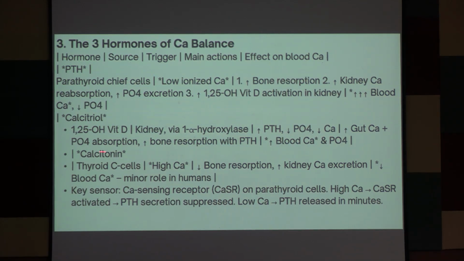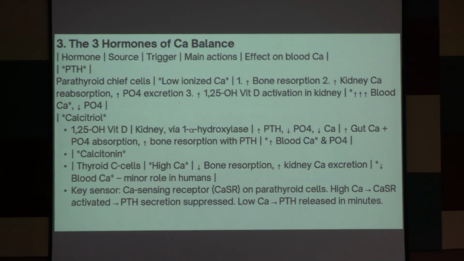Third is calcitonin. Calcitonin's source is thyroid C cells. Whenever there is high calcium, this will be triggered. Main action is reduction of bone resorption, increase in calcium excretion. So there will be reduction of the blood calcium, though it is a very minor role in humans.